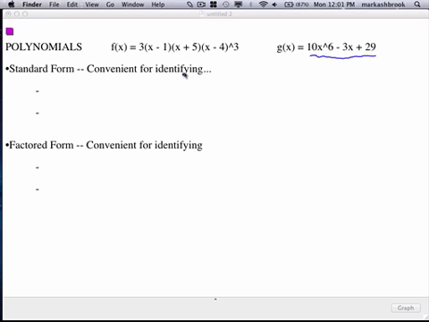All right, and then factored form. It's where it's factored into binomials like this. Okay. So what is standard form convenient for? Do you remember?